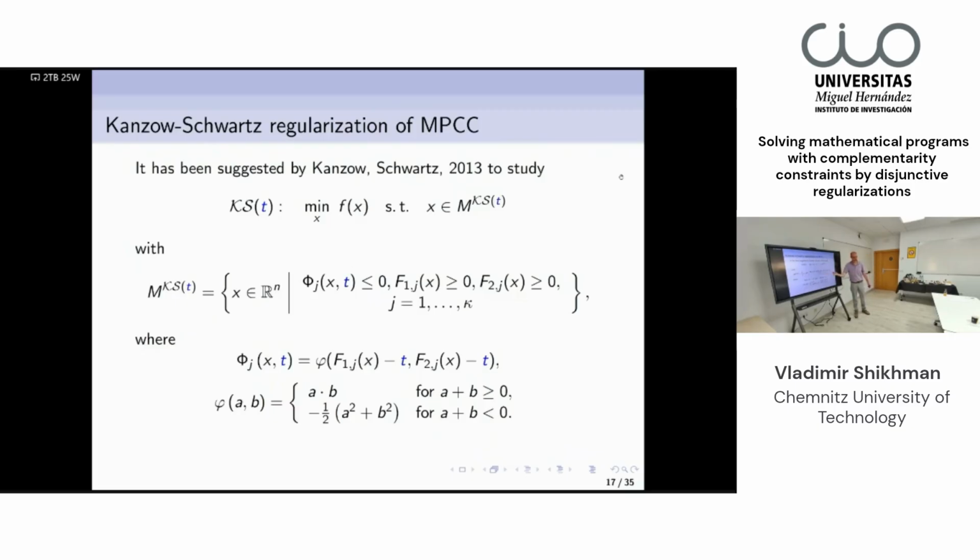You keep F1 and F2 like they were, but you change the product F1 times F2 equal to 0 to something else. We will make a picture in a moment. Don't be afraid, because if you see it for the first time, it's strange. What do they do? It is strange, but we can understand. So this is just phi of functions F1 minus t, F2 minus t, and this is a very strange, piecewise defined function. That was the proposition, not of us, but of Kanzow and Schwartz, 2013. Let us look at what they mean, actually.